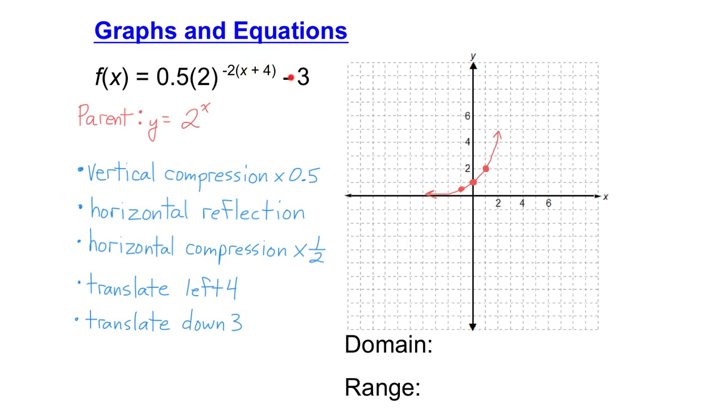Translate left 4 and down 3. Those are my last 2 transformations. So now I'm going to make all of these transformations apply to each of these points on the graph. Now when I do that, I get points here. It might be tricky to finish off a nice graph of this, so just remember, we can also figure out where the asymptote of our graph is. Because we've translated down 3 units, the asymptote moves from the x-axis down 3 units.